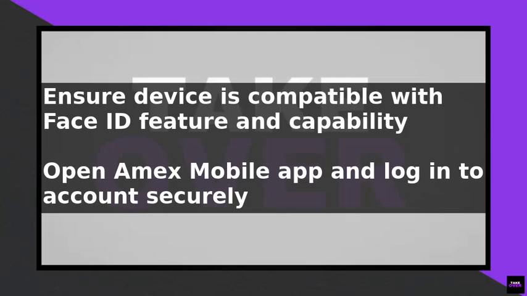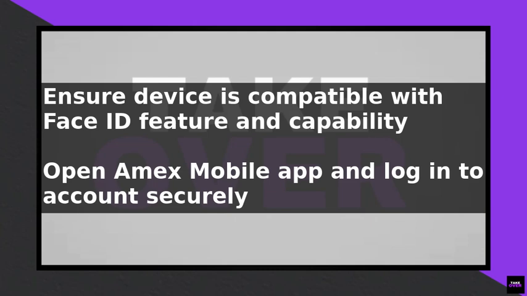To enable Face ID on Amex Mobile, start by ensuring your device is compatible with this feature, which includes iPhone models with Face ID capability. First, open the Amex Mobile app and log in to your account using your username and password. If you are a new user, you may need to create an account or enroll in the service.